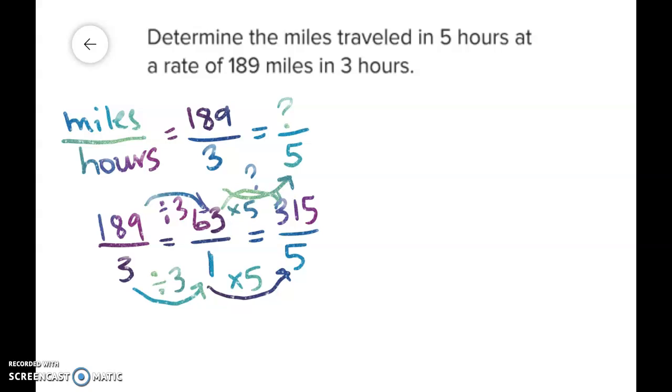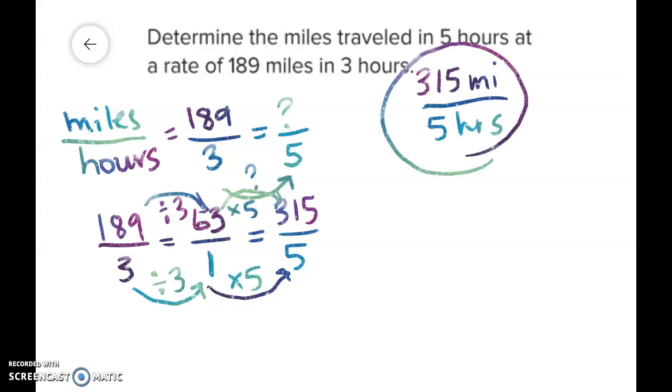So if you're going 189 miles in 3 hours, that's the same as going 63 miles in 1 hour. Our question was asking us, how far would you go in 5 hours? And I now know that that is 315 miles in 5 hours. Final answer. Okay, I hope this is going to help you guys.